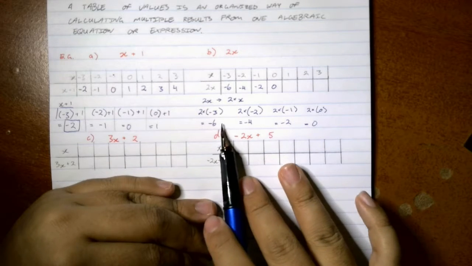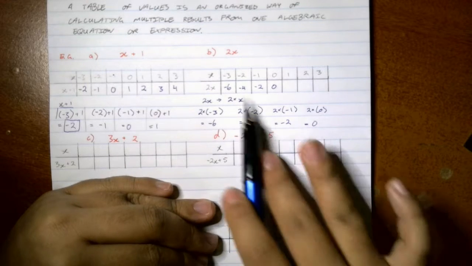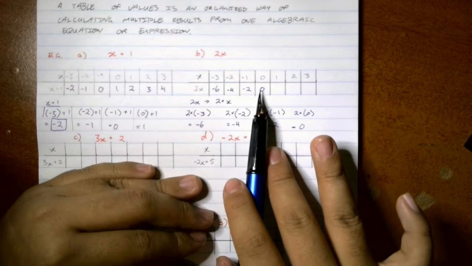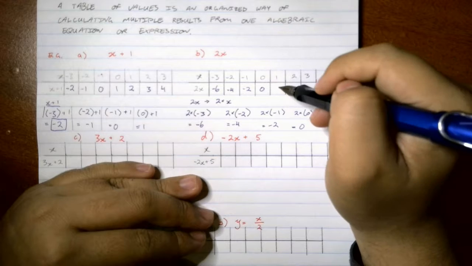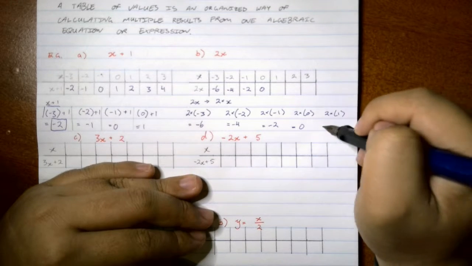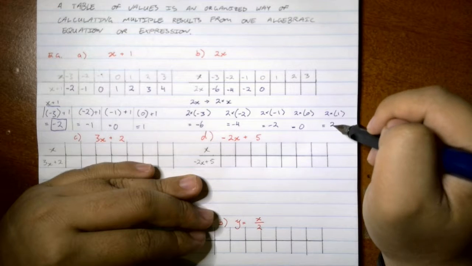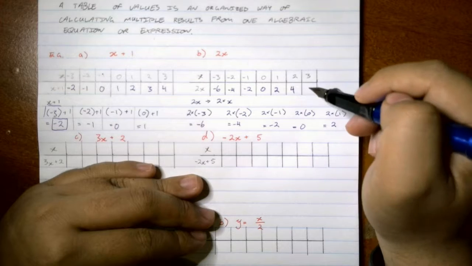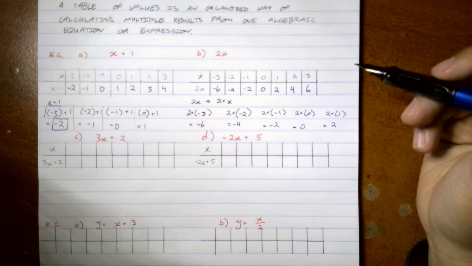And as you can see, there's a pattern already emerging here. -6, -4, -2, 0. I believe this one, if you want to check, will be 2 times 1, which gives me 2. So I'm pretty sure that the rest will be 4 and 6.